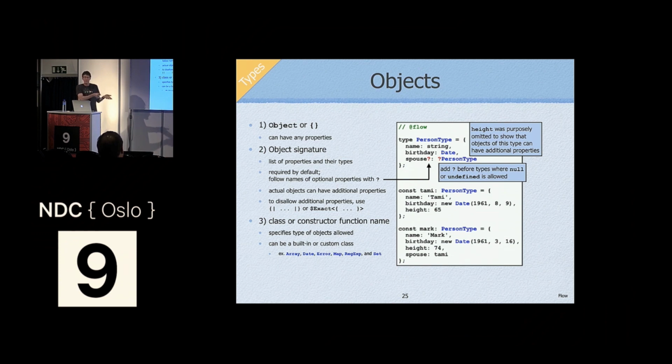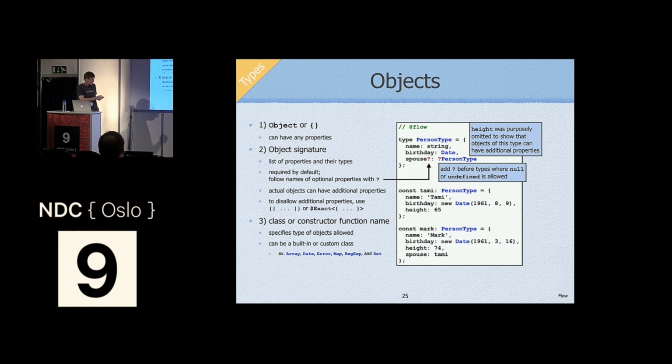Probably don't want both of those, but you could. All right, and then I want to create an instance of that, and so I'm creating this Tammy object, which is a person type, and it has to have the name property, and it has to have the birthday property. But notice I specified a height. Well, when you specify an object in this way, you're just giving it minimum requirements. You can always add additional properties to it.